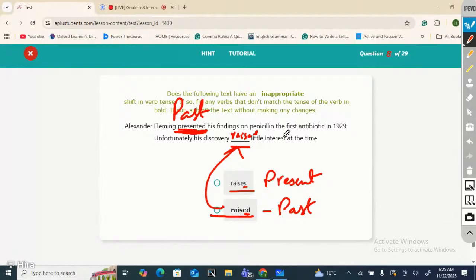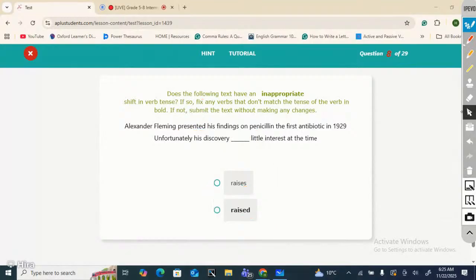I hope you understand it, Rebecca. And Nanny, if it is not letting you type numbers, you can write the correct verb. So yes, most have answered it's option two. It's option two, raised. Very good.